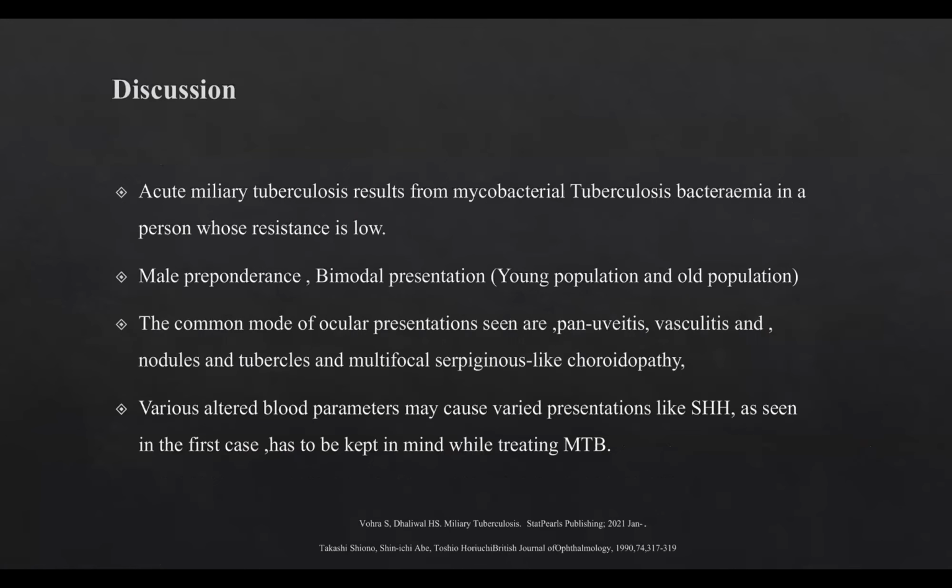Coming to the discussion, acute miliary tuberculosis results from mycobacterial tuberculosis bacteremia in persons whose resistance is low. Here we see a male preponderance and a bimodal presentation, as said by the other studies. Common modes of ocular presentation which we see in tuberculosis patients are panuveitis, vasculitis, nodules and tubercles, as we saw in our second case, and also multifocal serpiginous-like choroidopathy.